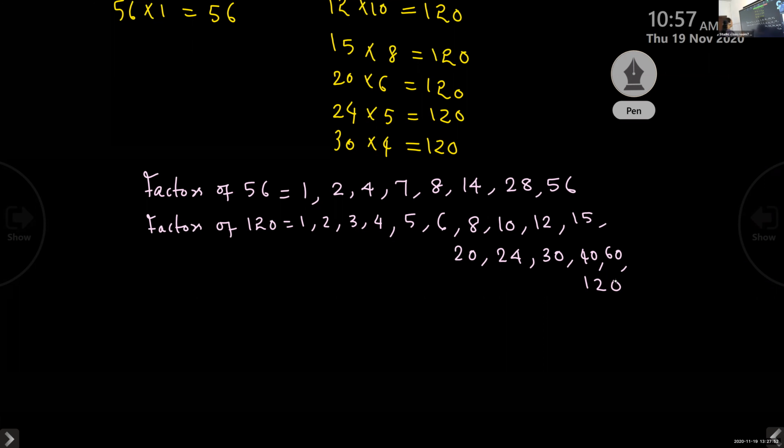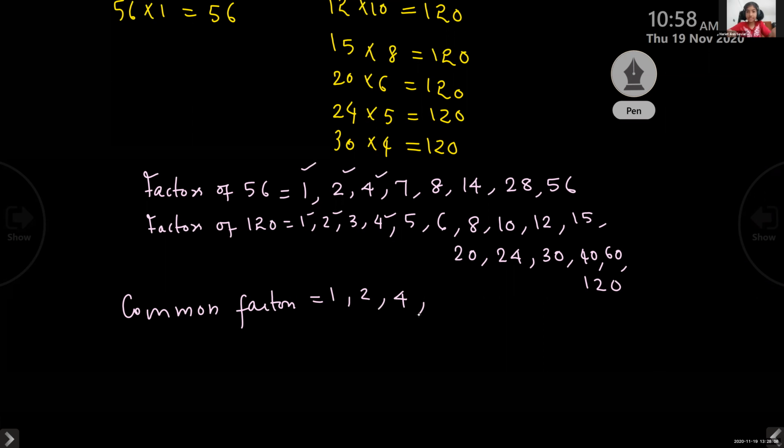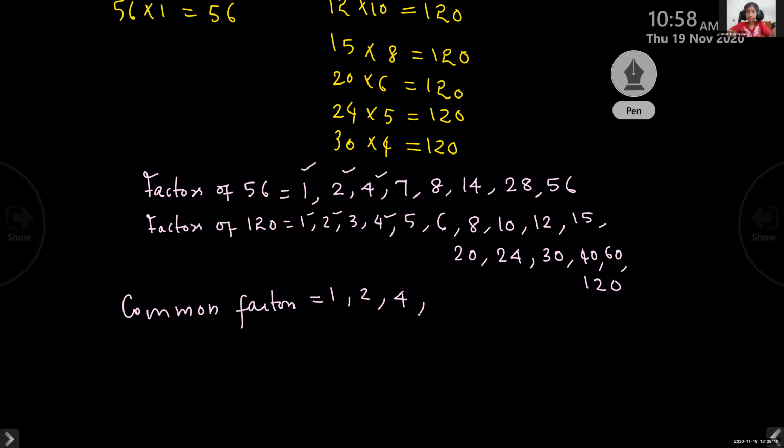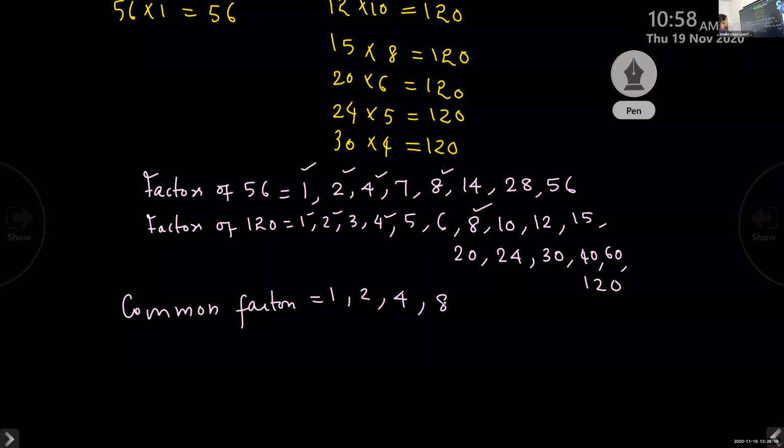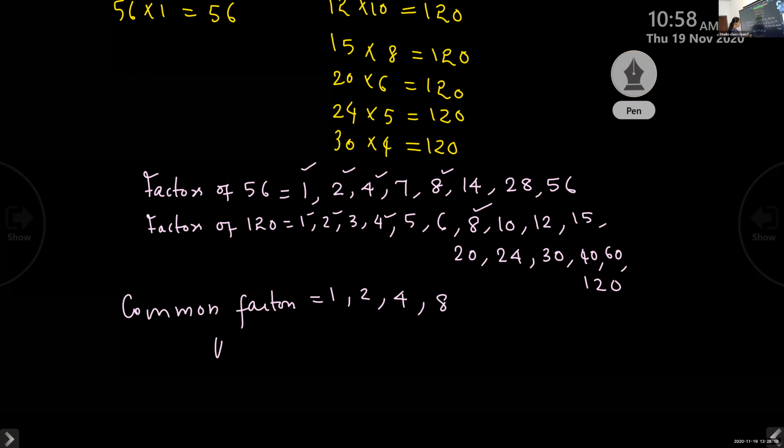Okay. Now we will write common factors. Common factors are 1, 2, 4 and 8. I will put a tick over here. 1, next is 2, then 4, then 8. Okay. And the highest common factor, HCF, is 8.